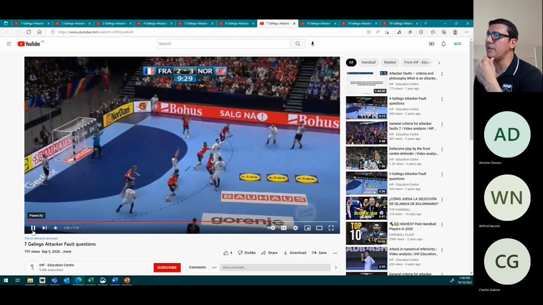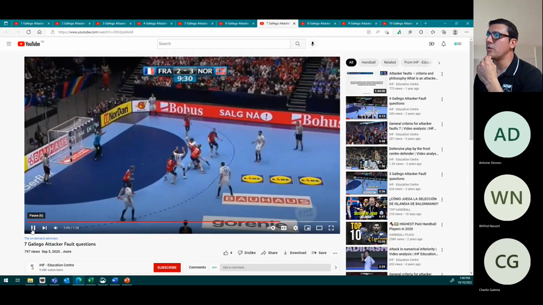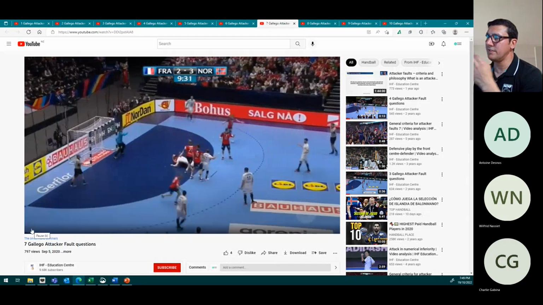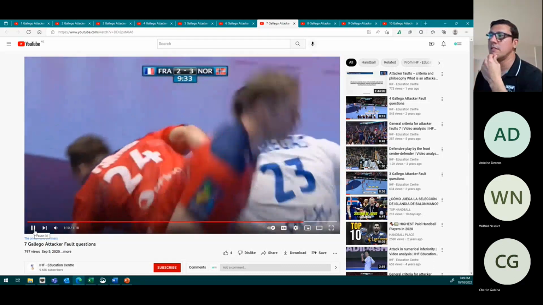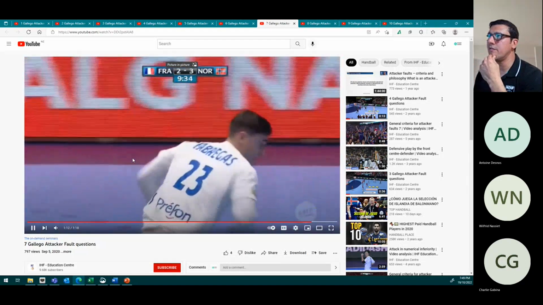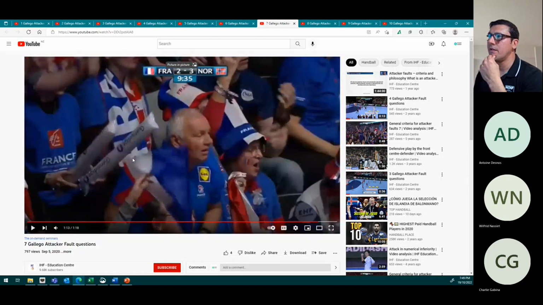In this one, the defender doesn't fall off. He's staying still till the player pulls him down. Then it's an attacking fault. I thought it was the same one that we saw before, but no, it's a different one. Any question about this one? No.